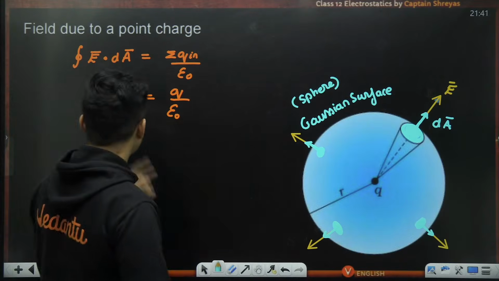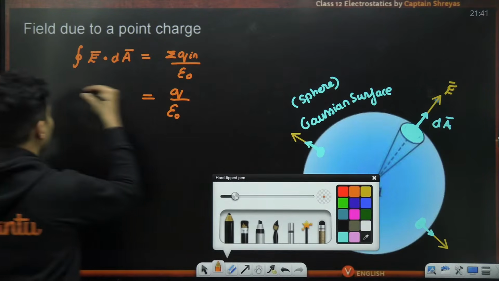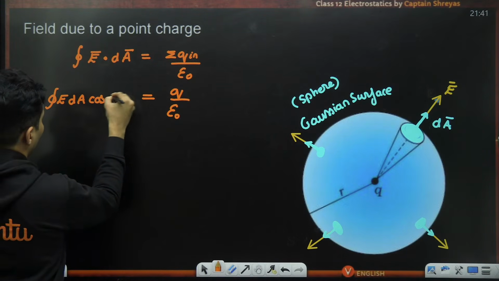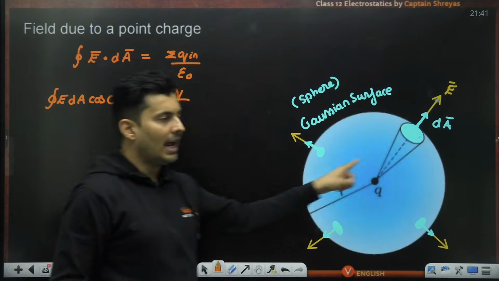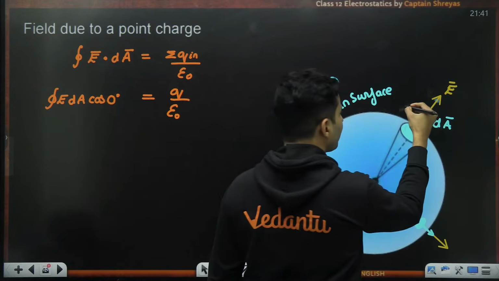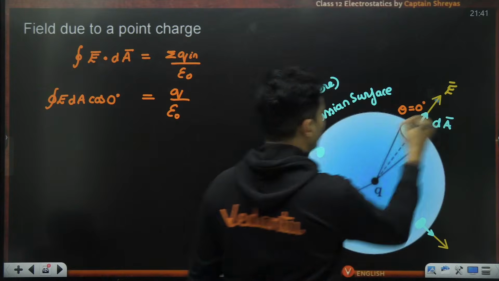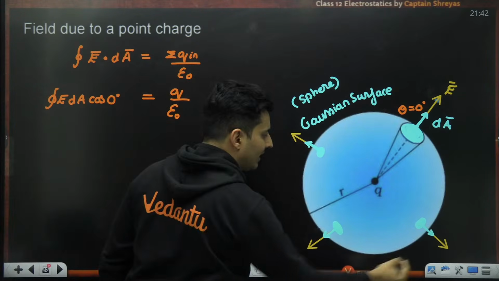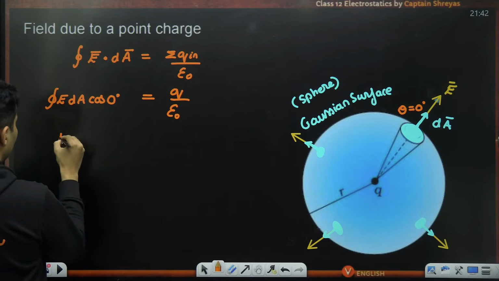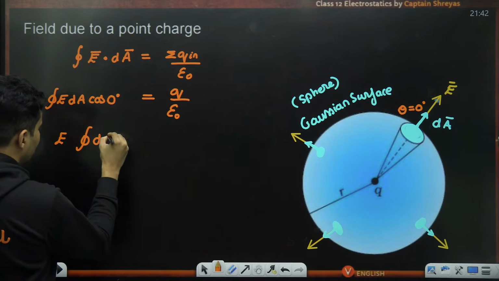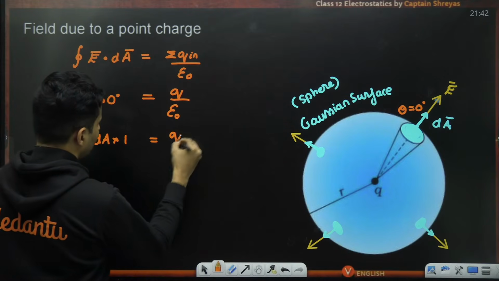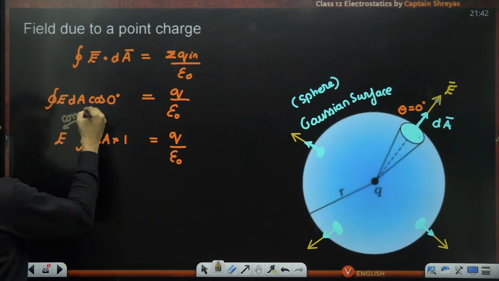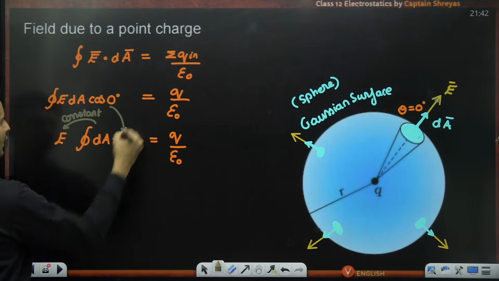Because it is parallel, what will happen? This dot product will be simplified. It will be nothing but integration of electric field, area vector into cos of 0. Everywhere the angle between them is 0 degrees, so theta everywhere is 0 degrees. So cos 0 is 1. Electric field is the same at the same distance, so this being a constant jumps outside that integration. I am just left with dA multiplied by 1, and this is Q by epsilon naught. Why did this jump outside? Because it was a constant and cos 0 was 1.